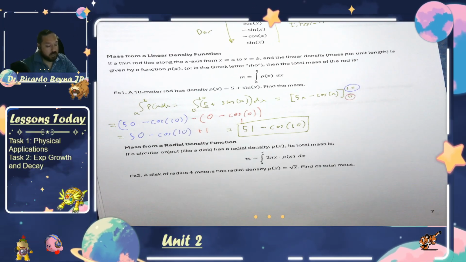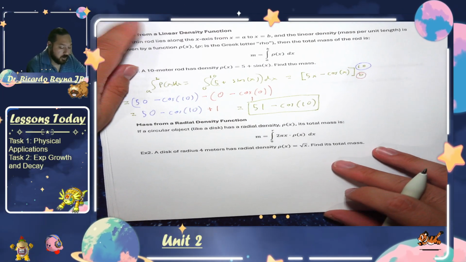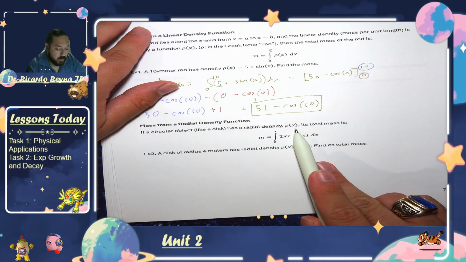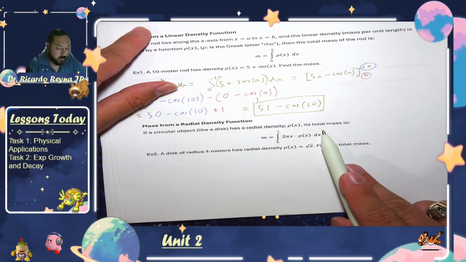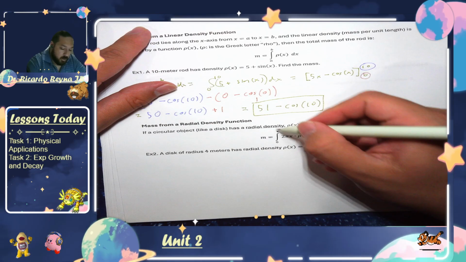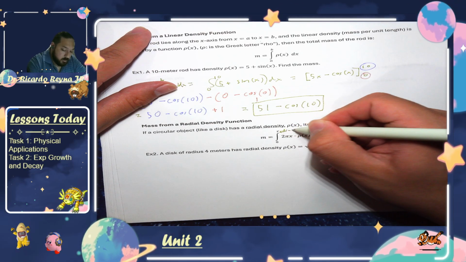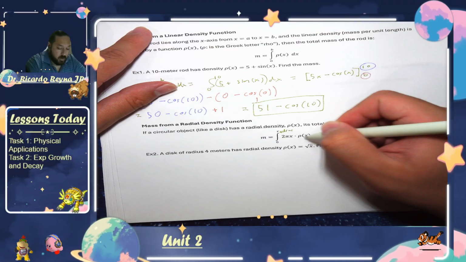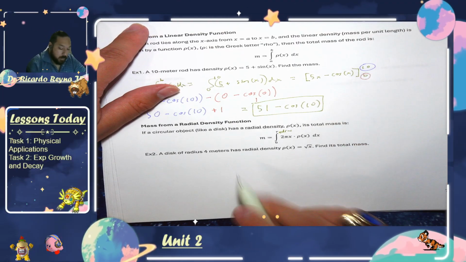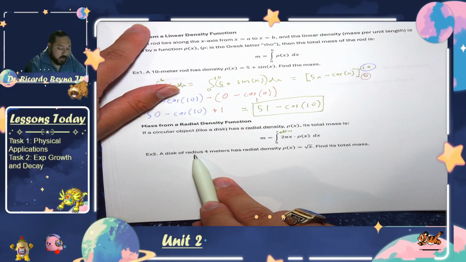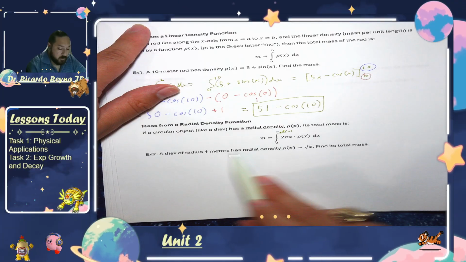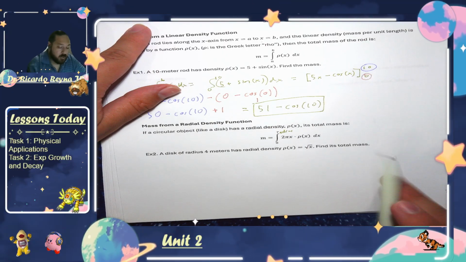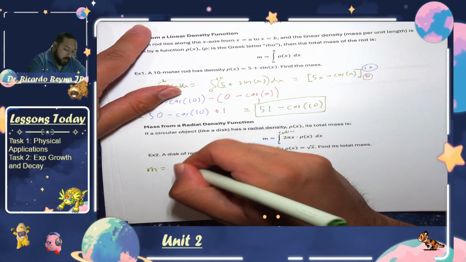So this reads mass from a radial density function. If a circular object, like a disk, has a radial density rho of x, its total mass is defined here, where this r stands for the radius, this 2 pi is just a constant, x would be the input, and then rho is provided to us. So a disk of radius 4 meters has a radial density rho of square root of x. Find its total mass.